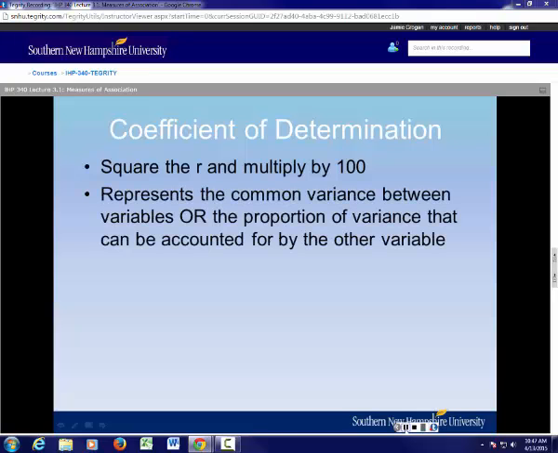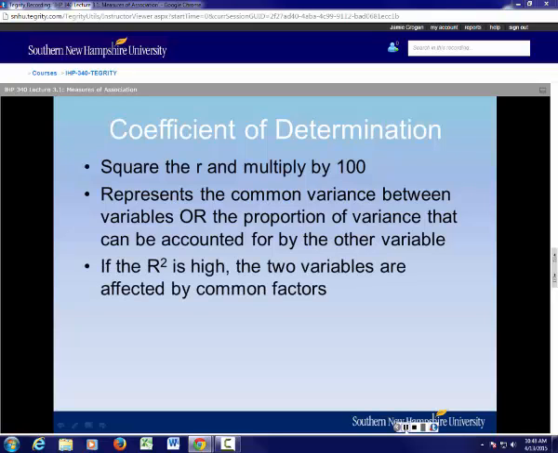The R squared tells you the variance that is common between variables, or the proportion of variability or variance that can be accounted for in one variable by the other. And I'm sure that means nothing to you, so we're going to work on practicing this a little bit so you understand these two statements that I just read. We'll get to that in a second. So if the R squared is high, the two variables tend to be affected by common factors. And we'll go through some examples coming up.